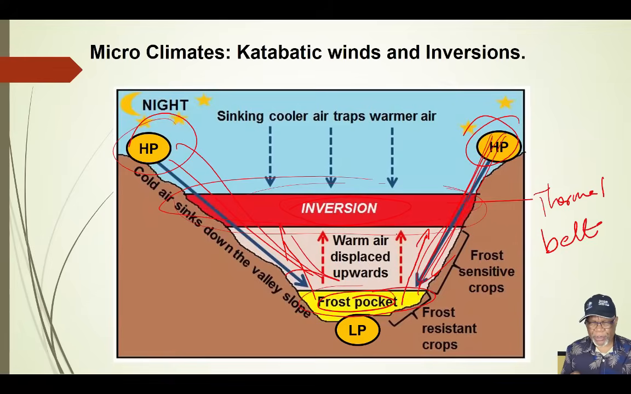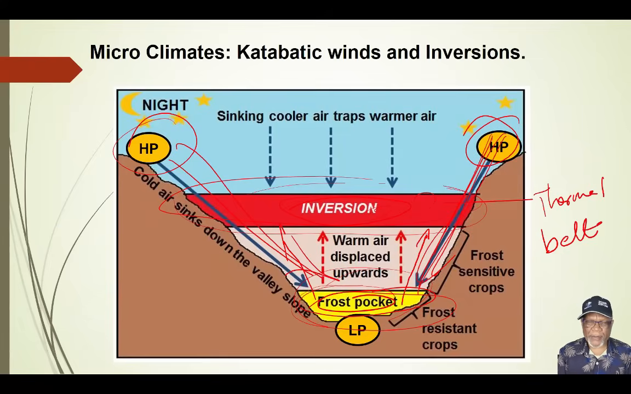We got temperature inversion, but here at the bottom, what do you call it? We call it frost pocket. But at night, in the early hours of the morning, when this warm air is in contact with this cooler surface, once the warm air touches the cold surface, condensation takes place.